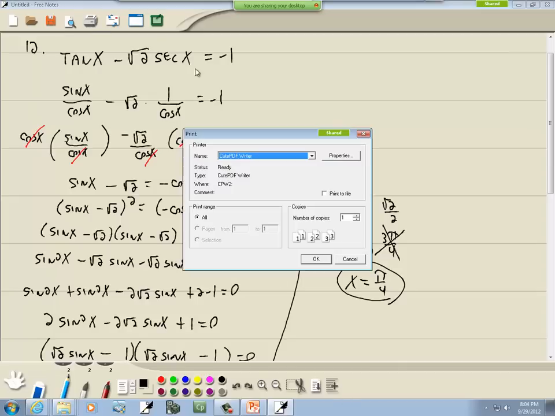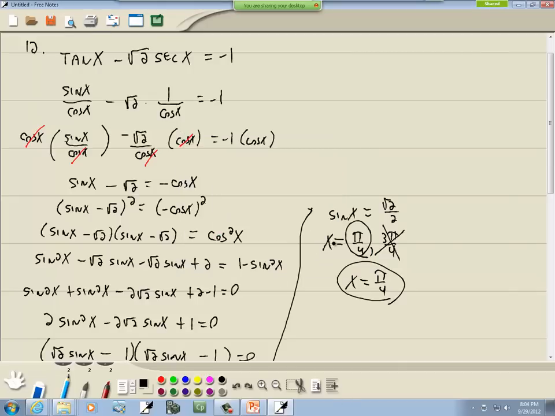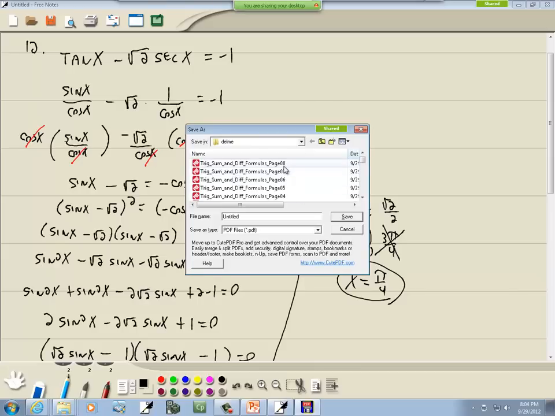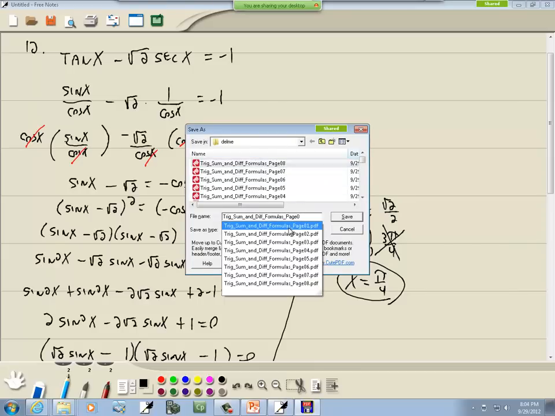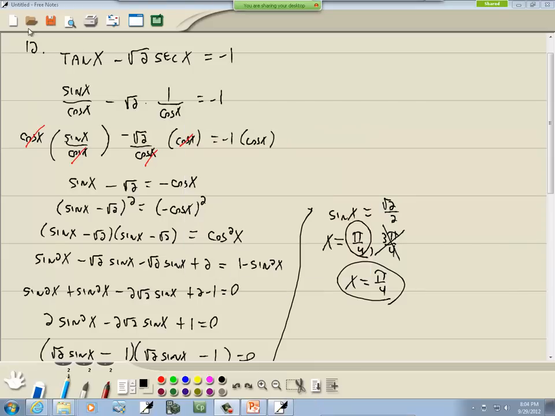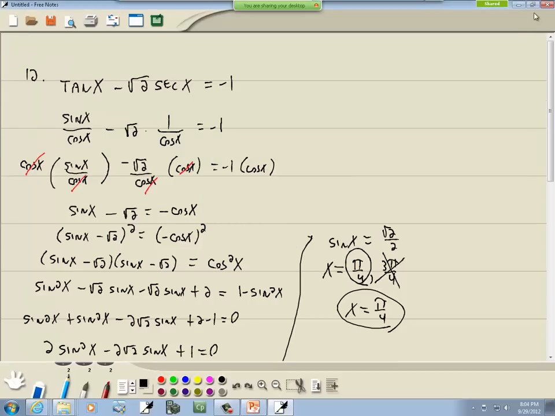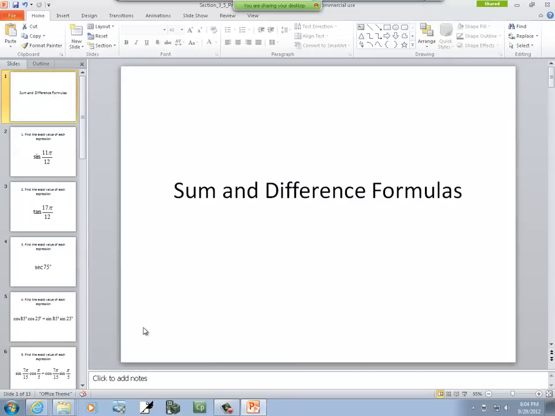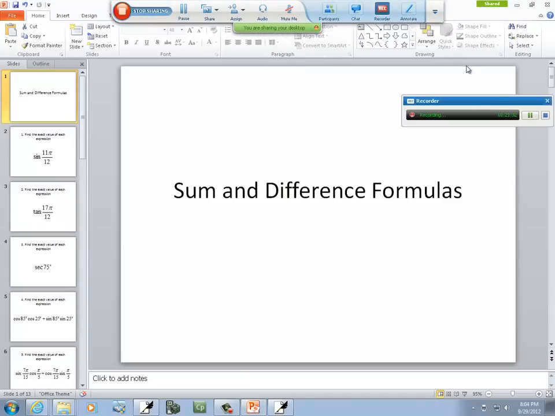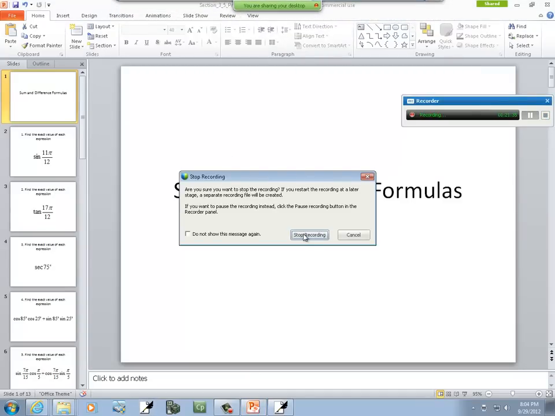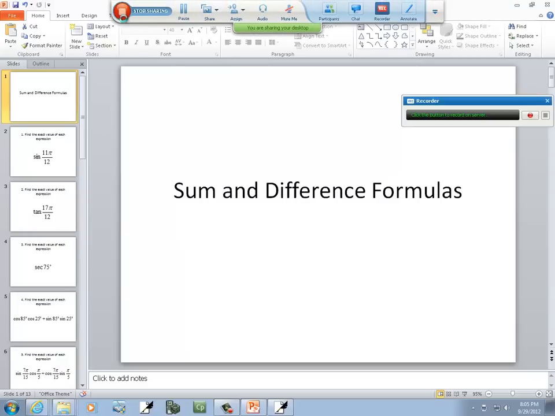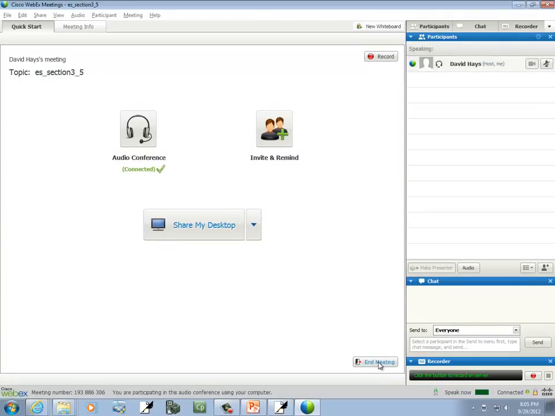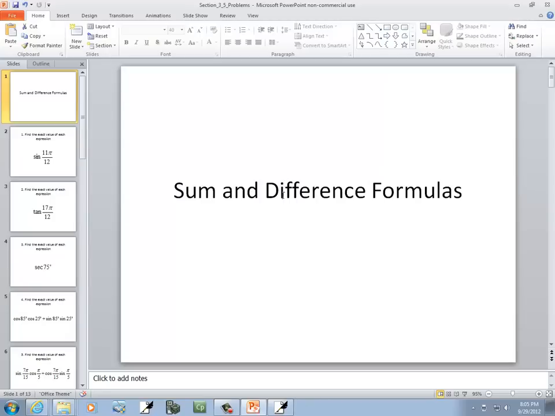And let me save that. There we go. And that's our last problem. So I guess I can stop the recorders. Sum and difference formulas. There we go.